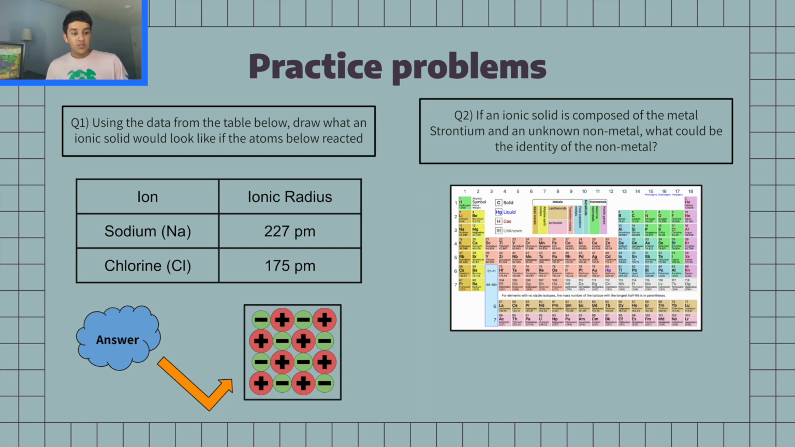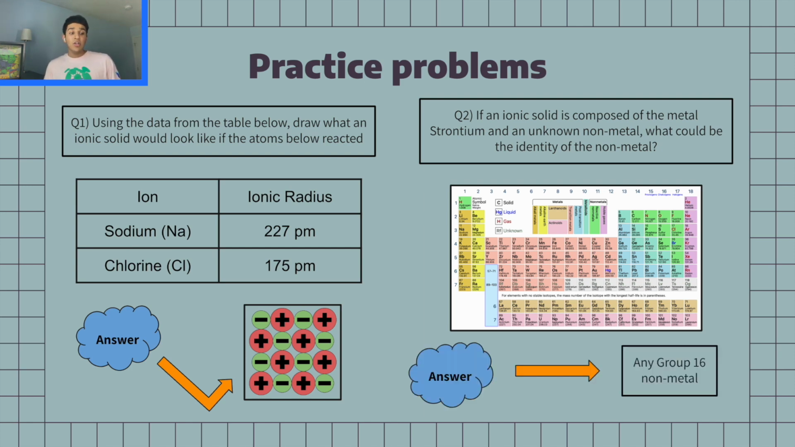All right. So I know I've said any non-metal in group 16, and what that basically means is any non-metal in this column right here. So that's oxygen, sulfur, or selenium. And that's because they all have a charge of -2, right? So they would all make suitable elements for strontium to bond with.